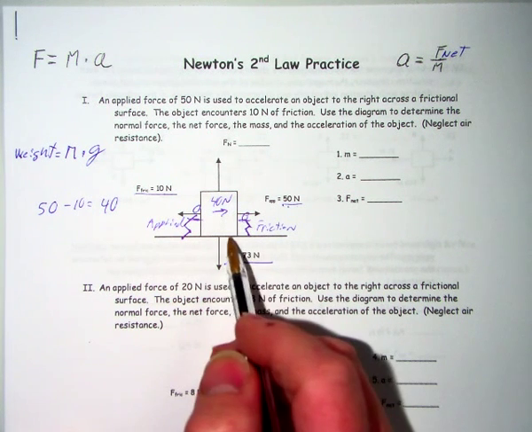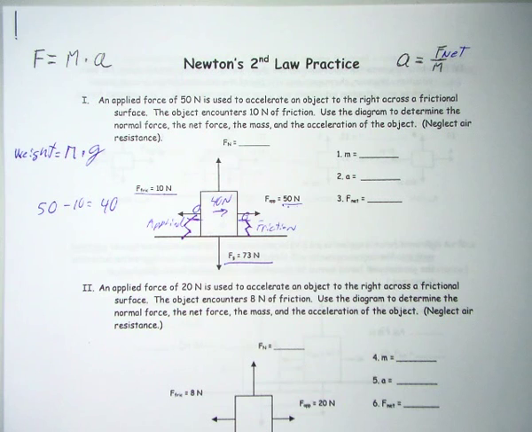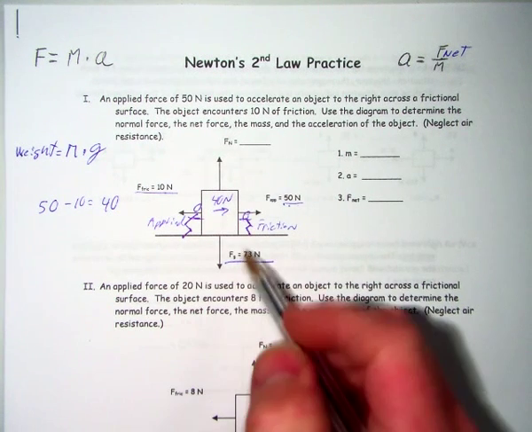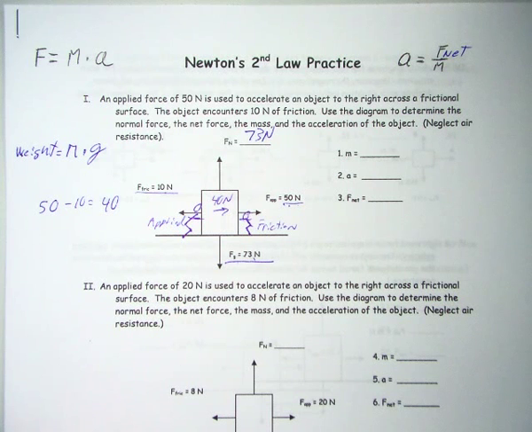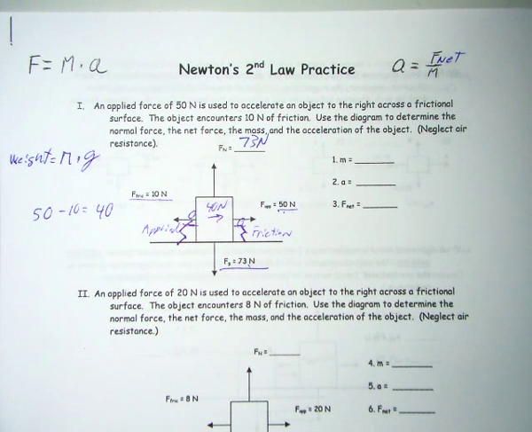So how hard does the surface have to push up to keep the box from going down? 73 newtons. It's not a trick question. Okay? You need to recognize that these two things have to be the same in order for the box not to go crashing through the floor or launching off into space.